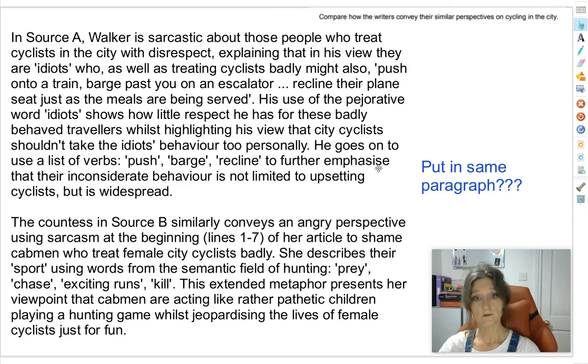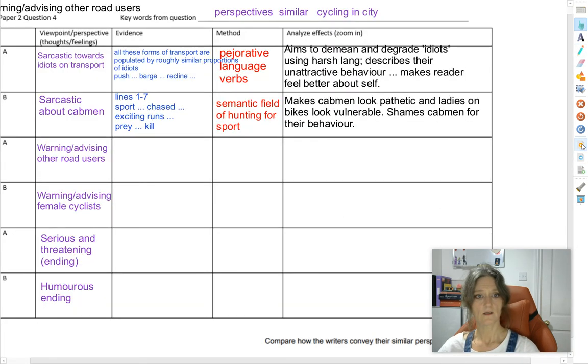Now, when you get really, really good at this question, you might be able to do your comparisons simultaneously. And that's amazing if you can. But I think for now, definitely just separate those out and make sure that you're just jumping from source A to source B and then back to source A, back to source B, the way that I have done it in this grid. So source A, then source B, and these are a similar point.